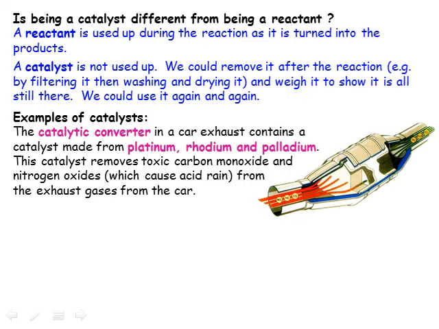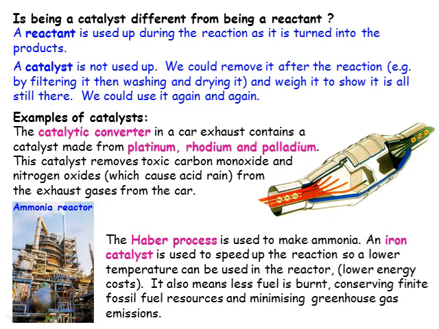One example of a catalyst is the combination of platinum, rhodium and palladium metals used in a car's exhaust system. The hot gases from the engine contain carbon monoxide, which is toxic, nitrogen oxides which cause acid rain, and unburnt hydrocarbons which can lead to smog and cause health problems. The catalyst system causes these gases to react. The nitrogen oxides are turned into harmless nitrogen. The carbon monoxide is turned into carbon dioxide, which is not toxic, and the unburnt hydrocarbons are burnt to produce carbon dioxide and water.